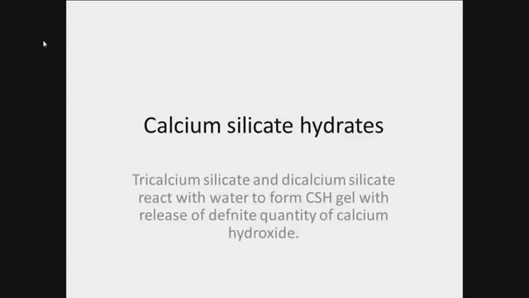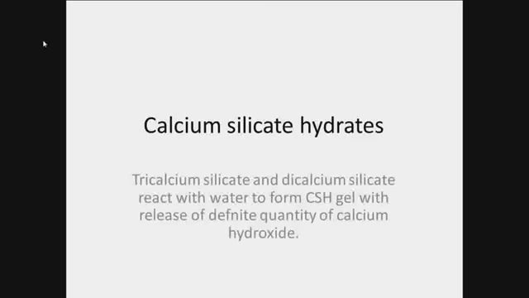The dicalcium silicate makes the reaction. Now ultimately both tricalcium silicate and dicalcium silicate produce CSH gel as the final product of hydration, releasing a fixed quantity of calcium hydroxide. The quantity of calcium hydroxide released in the case of tricalcium silicate is double that released with dicalcium silicate, on the weight basis.